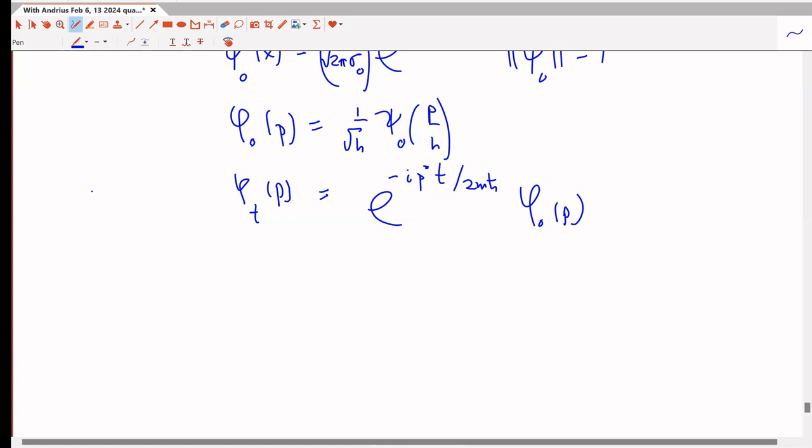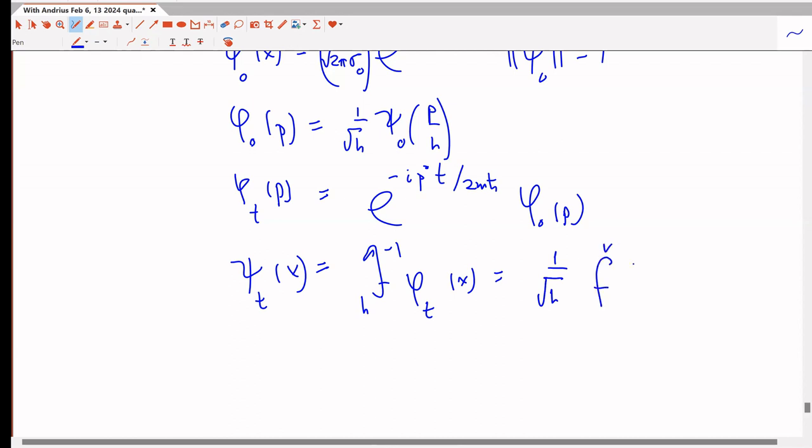Okay. So now we can go ahead and compute what it looks like in position space, because that's what we're interested in to connect back to our intuition. Now we're going back. We take the inverse scaled Fourier transform of phi t evaluated at x. What is it? Not surprisingly, it's the inverse Fourier transform of phi t, evaluated at x over h.